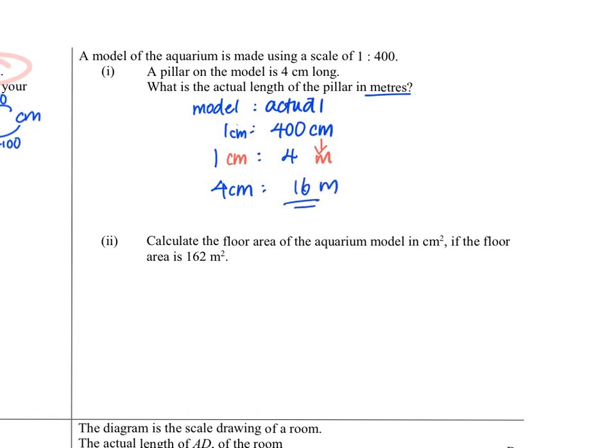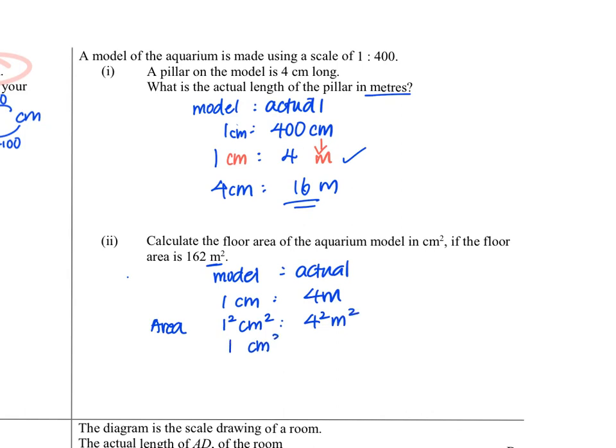Calculate the floor area of the model. So model gives me, which ratio should I use? They want the answer here in terms of meter square, so I should use this version of the ratio. 1 cm is to 4 meters, right? So now they want the area. Area will be 1 cm squared, 4 meters squared. That will give me 1 cm square is to 4 times 4, 16 meters square.